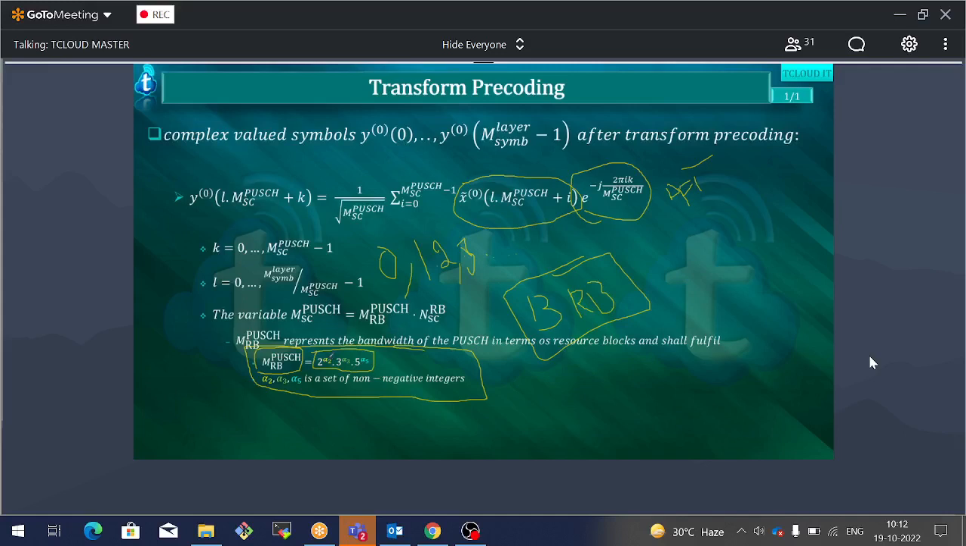Let us substitute 0 in everything. If you substitute 0 in everything, 2 to the power of 0, 3 to the power of 0, 5 to the power of 0, that becomes 2 to the power of 0 is 1, 3 to the power of 0 is 1, 5 to the power of 0 is 1. So all of them would turn out to be 1. So that means the number of resource blocks allocated for PUSCH operation is equal to 1.